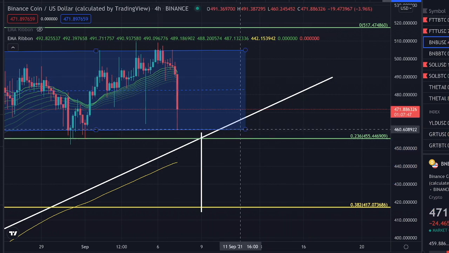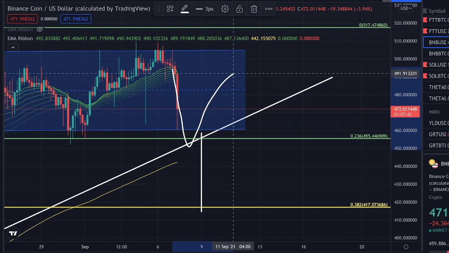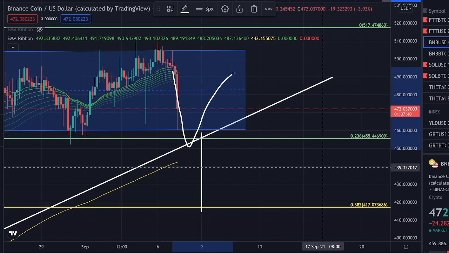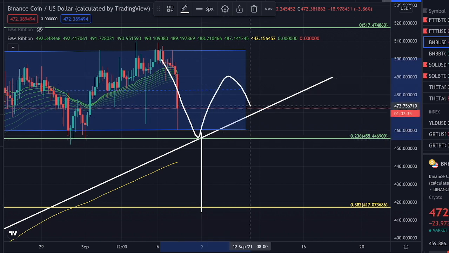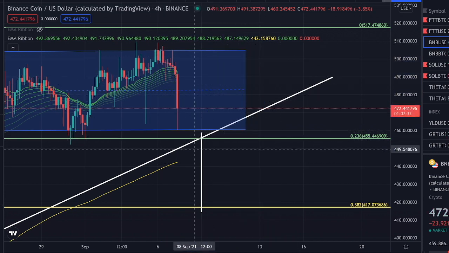But I don't think a V-shaped recovery is very likely to occur at this point in time, and that we will be able to find actually support on top of the EMA ribbon very shortly, and as well on top of this ascending support line.